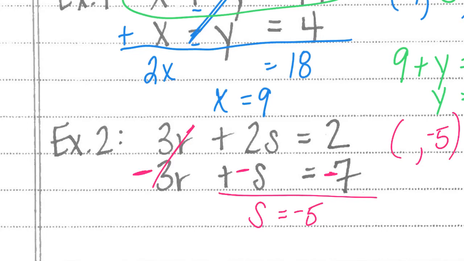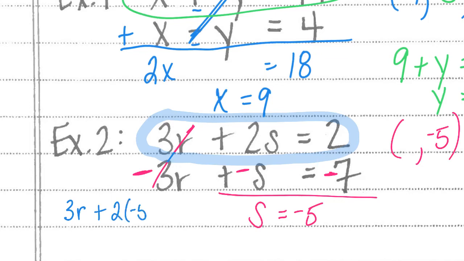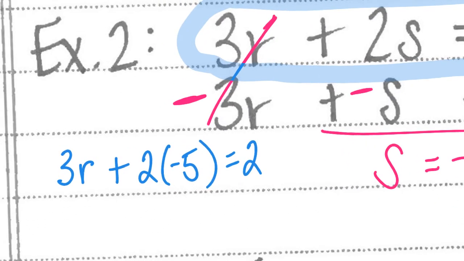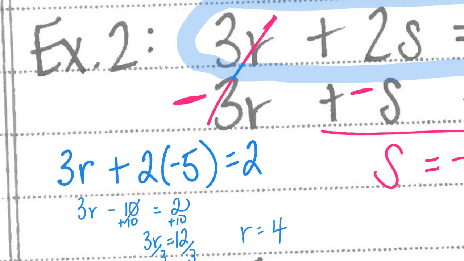Let's go ahead and solve the next one. I'm going to solve it in blue. If I plug it into here, 3 times r plus 2 times -5 is equal to 2. Well, I know that 2 times -5 is -10. So 3r minus 10 equals 2. When I add 10 to each side, 3r is equal to 12. And when I divide each by 3, r is equal to 4.